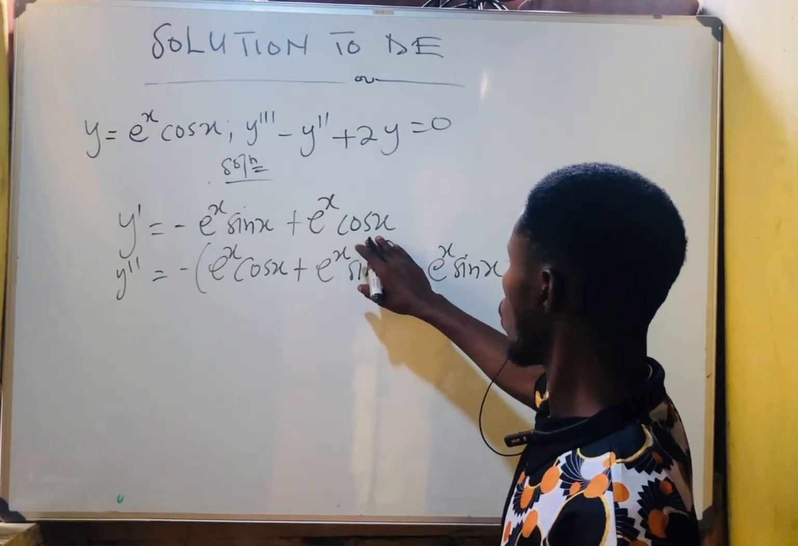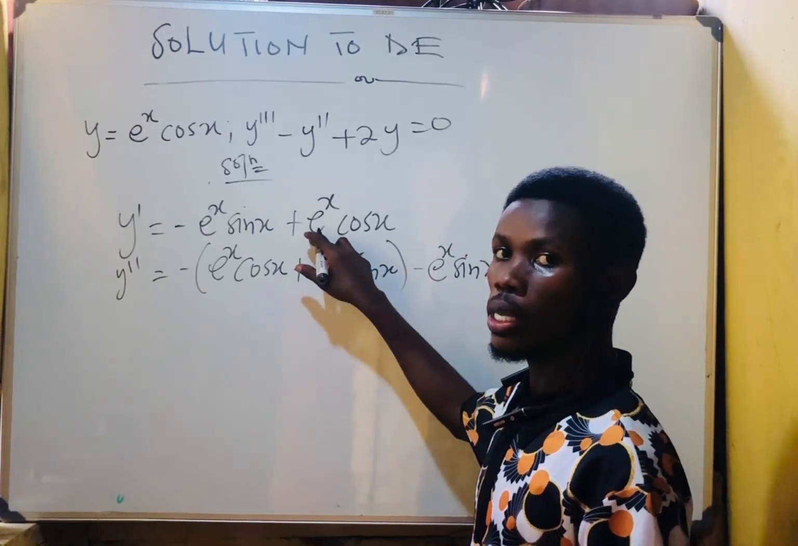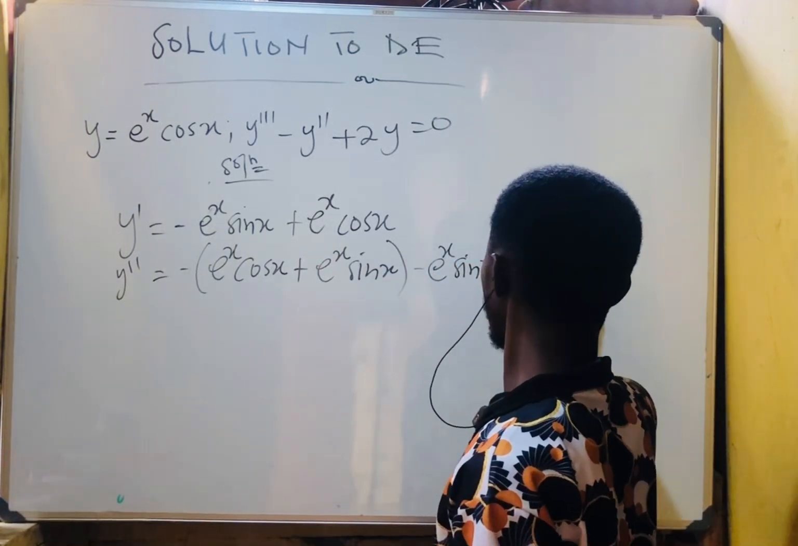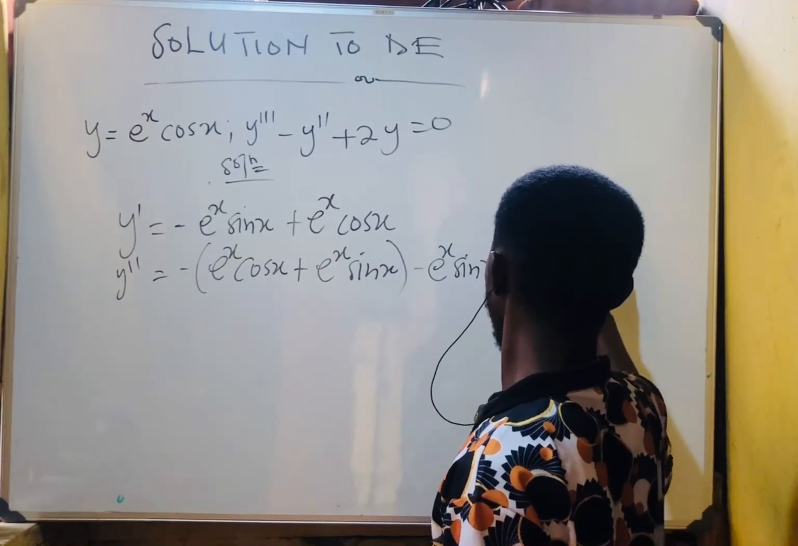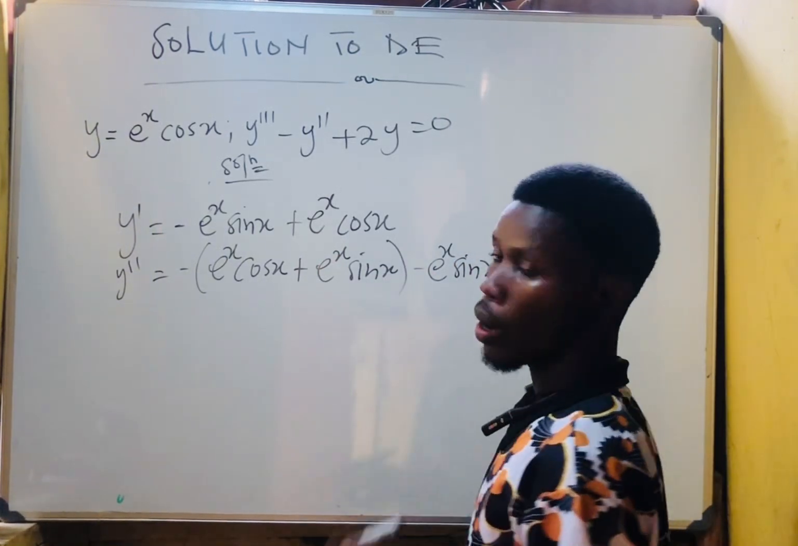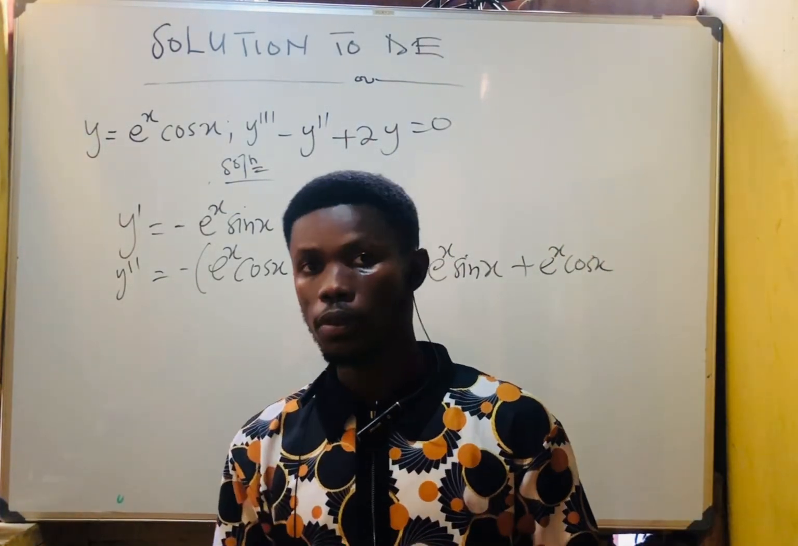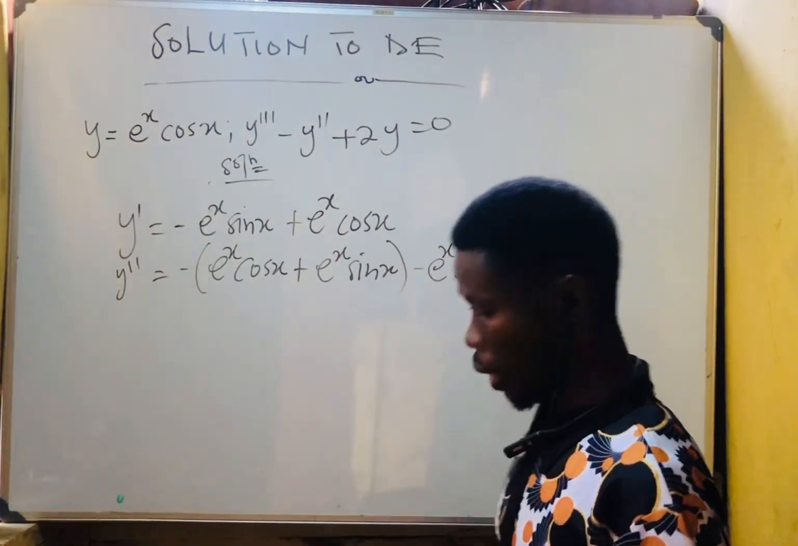Then I'm going to hold this and I'll differentiate e to the power x. That will give me e to the power x cos x. Remember, when you differentiate e to the power x, you have the same e to the power x. So this is the second way.